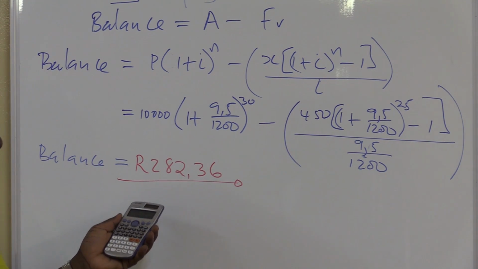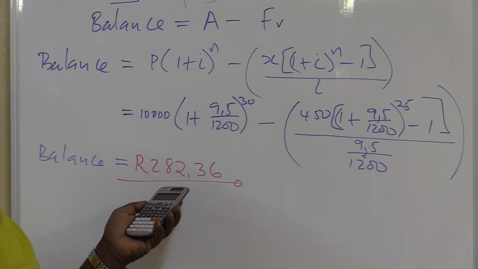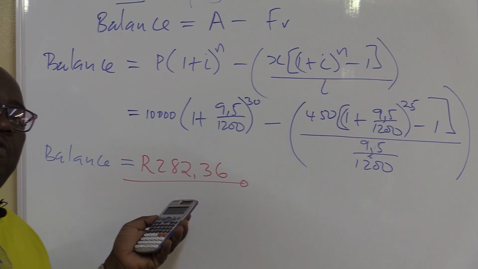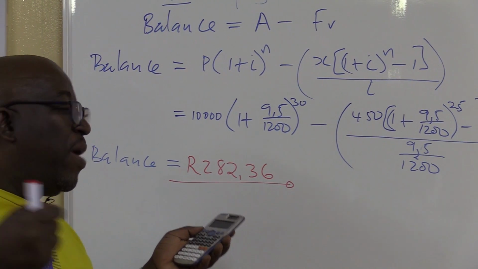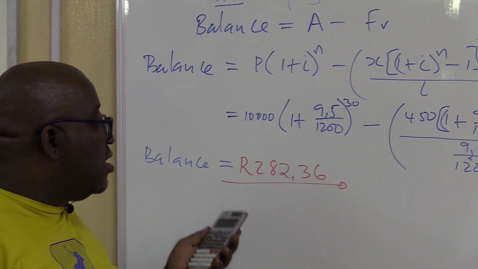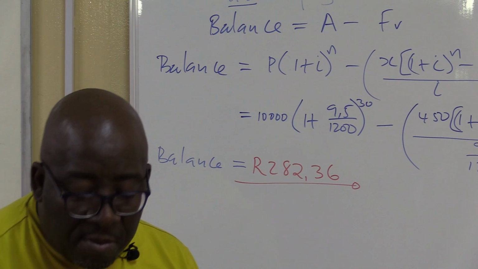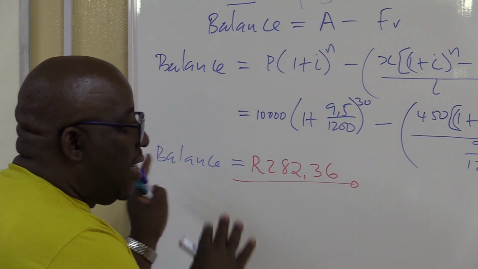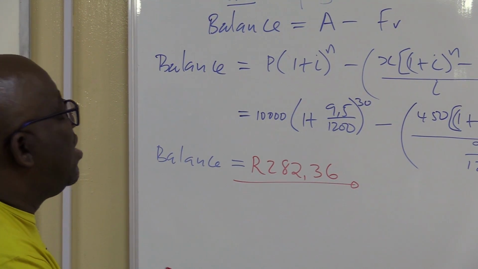Did I expect to get a value like this one? Yes, because I expect to get a value lower than 450, because it's just going to pay off the balance on the 26th payment. This is how you calculate a balance. But furthermore, if you don't understand it, let me try and find another way of calculating the balance.